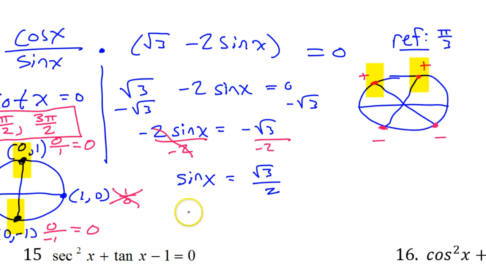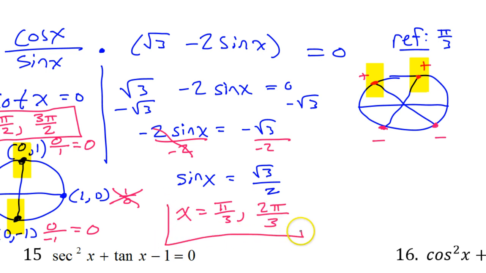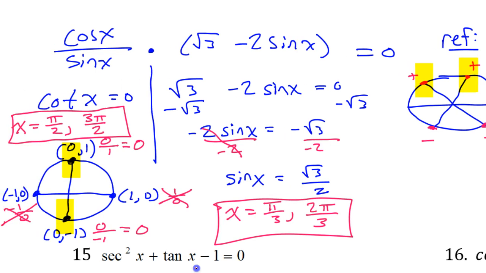So what do we just find? X is equal to pi over 3 or 2 pi over 3. So altogether we had 4 solutions. Pi over 2, 3 pi over 2, pi over 3, and 2 pi over 3.